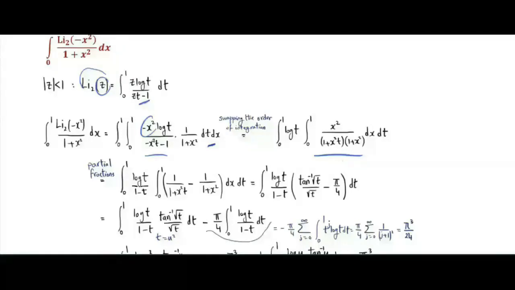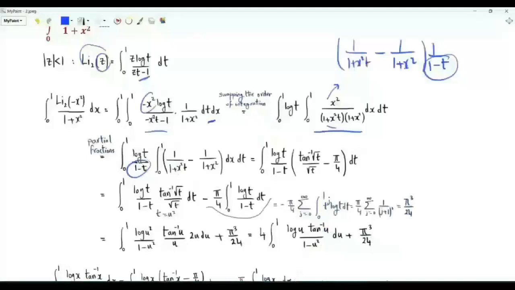The inner integral is with respect to x of x squared divided by 1 plus x squared times 1 plus x squared t. This integrand is 1 over 1 plus x squared t minus 1 over 1 plus x squared, all times 1 over 1 minus t. The antiderivative is the inverse tangent of x square root t divided by square root t minus the inverse tangent of x. Using the limits of integration, we get the inverse tangent of the square root of t divided by the square root of t minus pi over 4, split into two integrals.